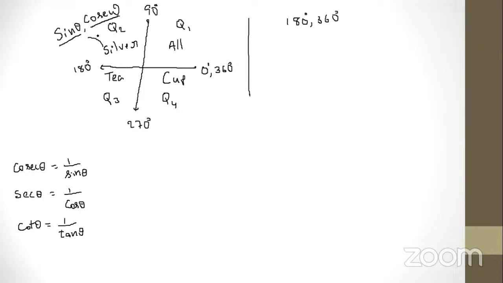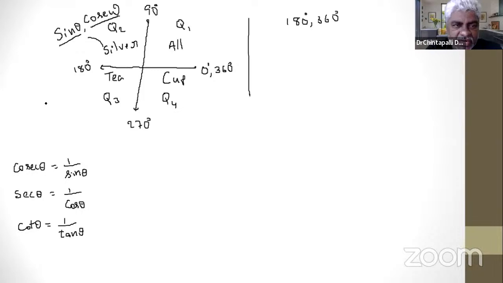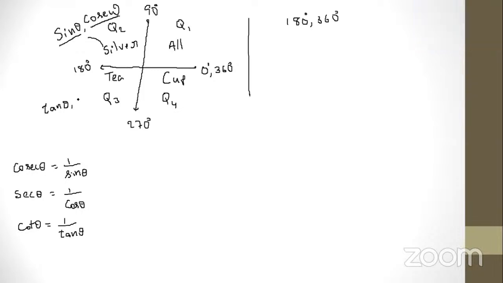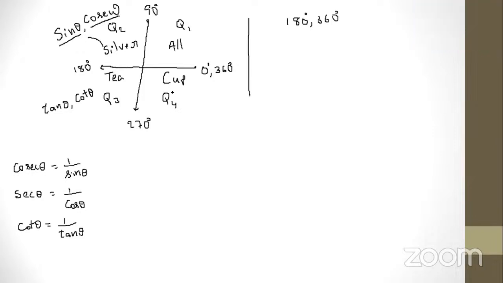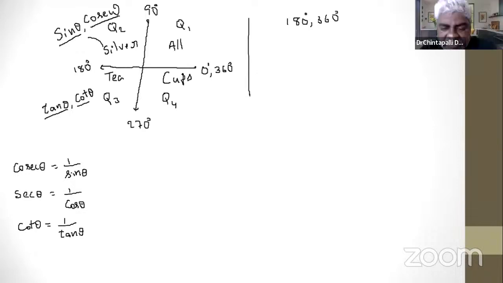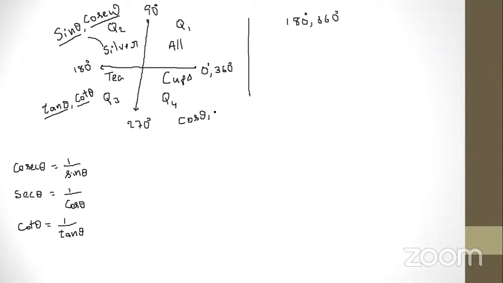In the third quadrant, tan theta and its reciprocal cot theta are positive. Remaining are negative. In the fourth quadrant, cos theta and sec theta are positive. Remaining are negative.